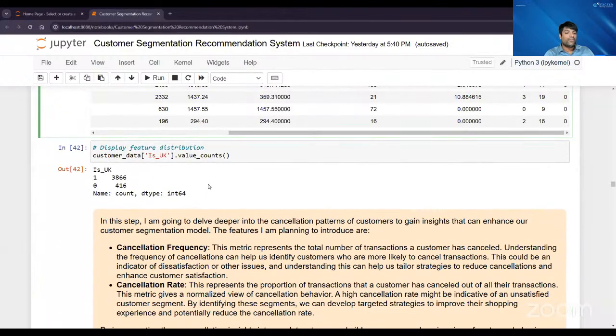When we go to the next part, if we see the customer IDs and the total value counts in the customer data, the UK customer IDs are 3866 and non-UK are 416.